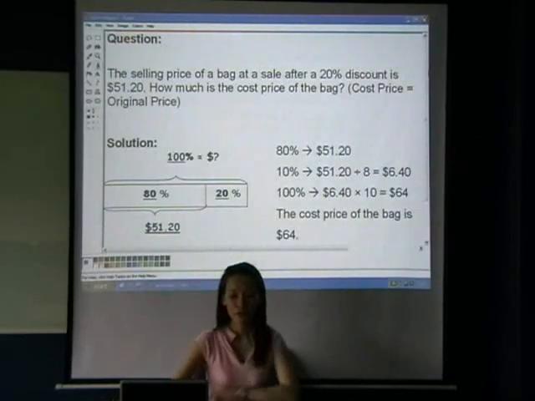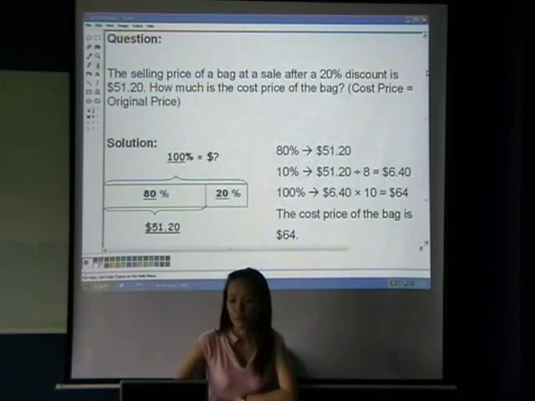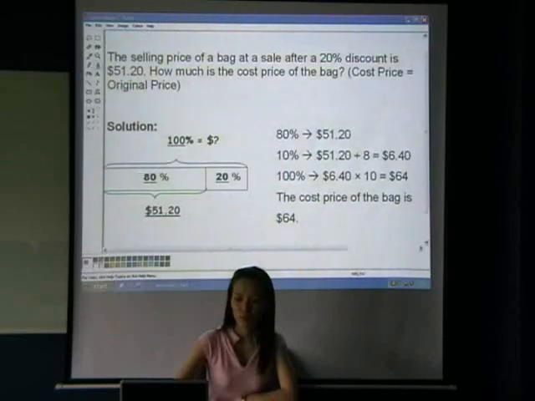Now let's go through a question. The selling price of a bag at the sale, after a 20% discount, is $51.20. So how much is the cost price of the bag? Taking the cost price as the original price, first thing first, we have to draw a model.